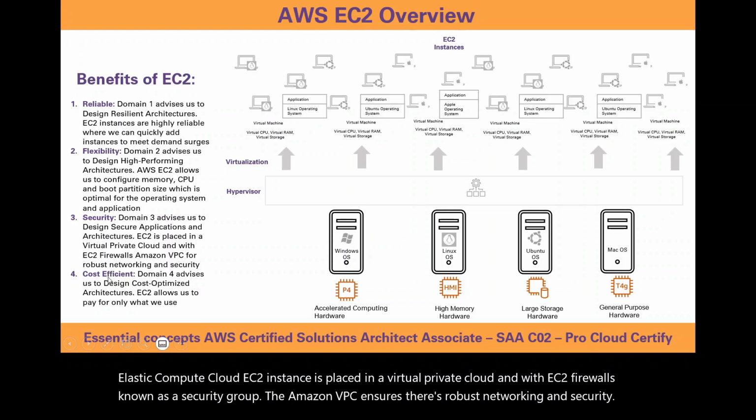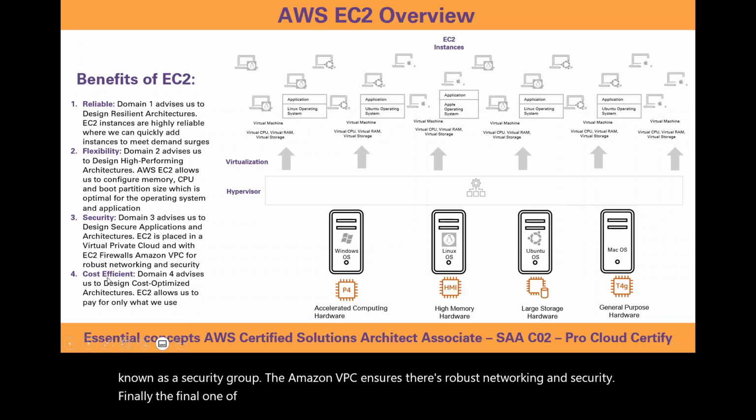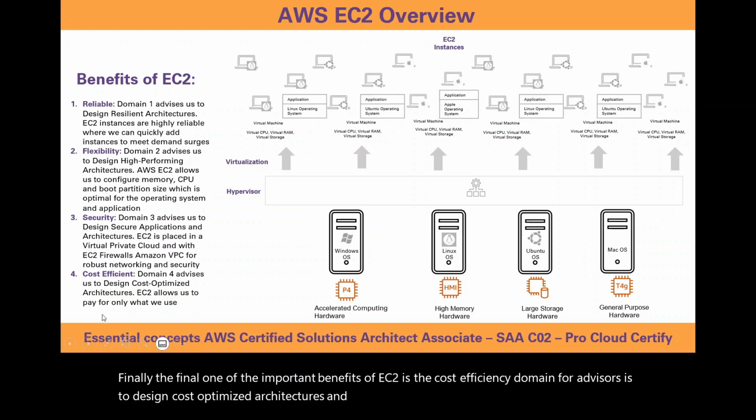Finally, one of the important benefits of EC2 is cost efficiency. Domain 4 advises us to design cost-optimized architectures, and Elastic Compute Cloud allows us to pay for only what we use.